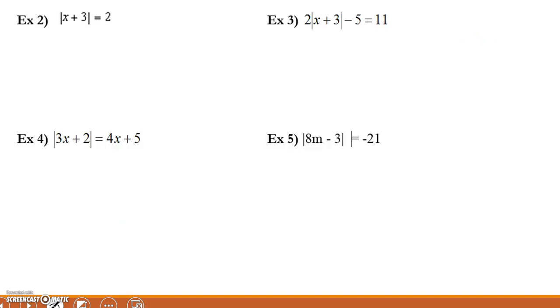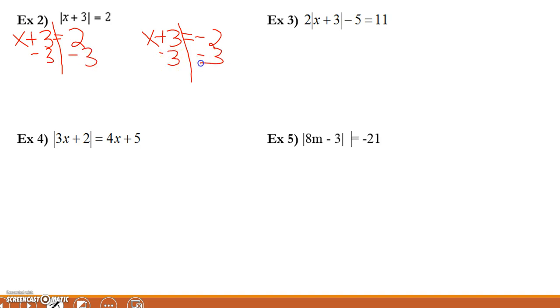So this first one, there's nothing that needs to be added or subtracted or multiplied or divided outside of the 2 bars, so I just start making my 2 equations, x plus 3 equals and x plus 3 equals. So it's going to equal positive 2 and negative 2. So on both of these, I need to subtract 3 from both sides. So x equals negative 1 there, and x equals negative 5 there.